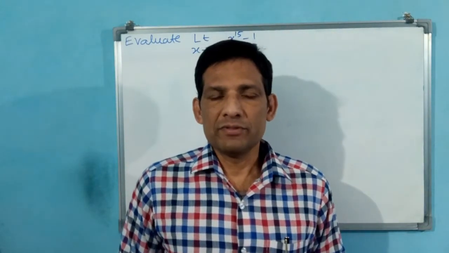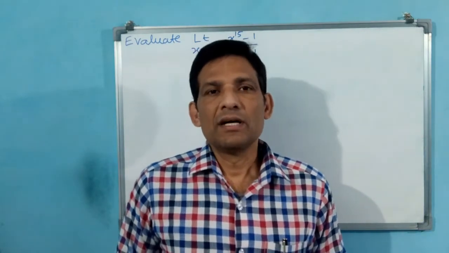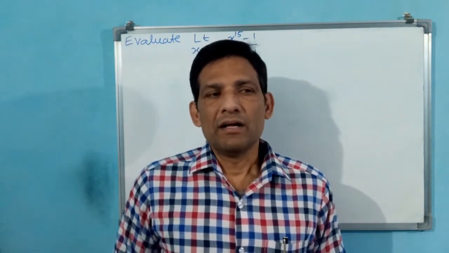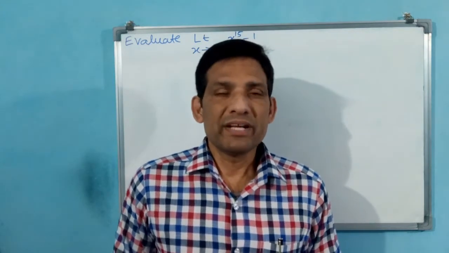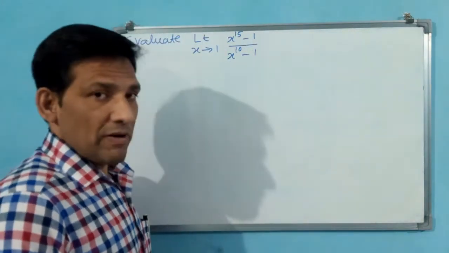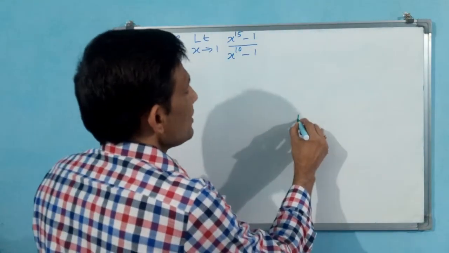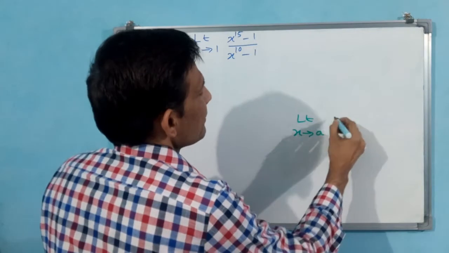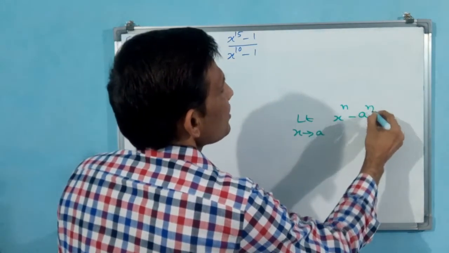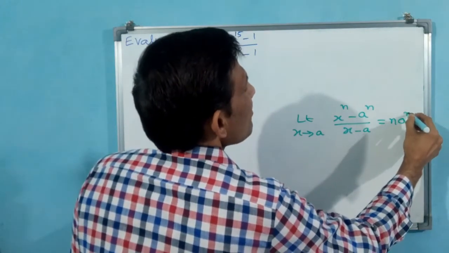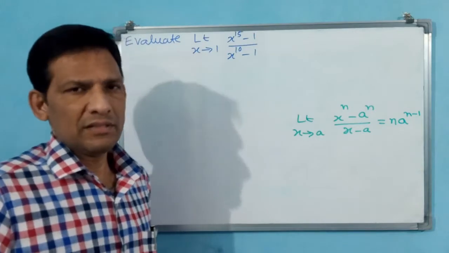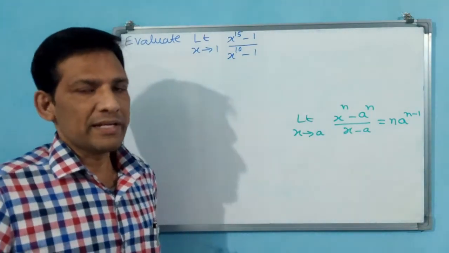Okay, dear students, we are in Limits and Derivatives, class 11 NCERT chapter. Last class we have seen concepts regarding an important derivation. Once again I am writing: limit x tends to a, x to the power of n minus a to the power of n divided by x minus a is equal to n into a power n minus 1. This was an important derivation or theorem we have seen in the last class.